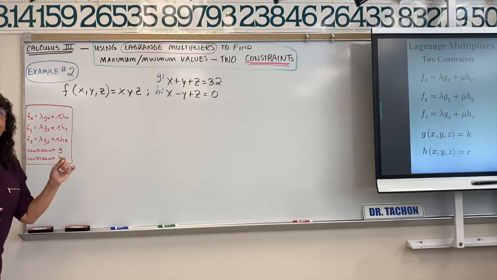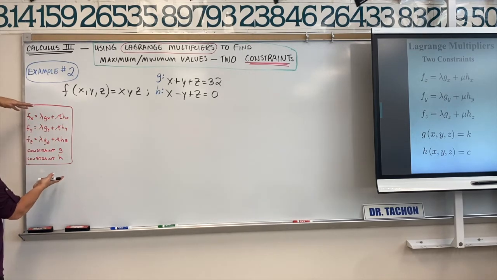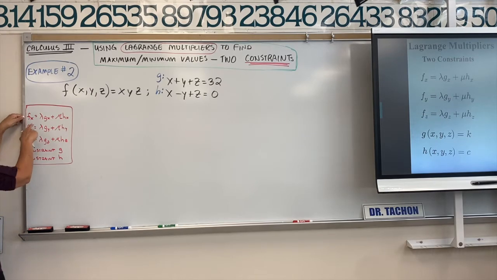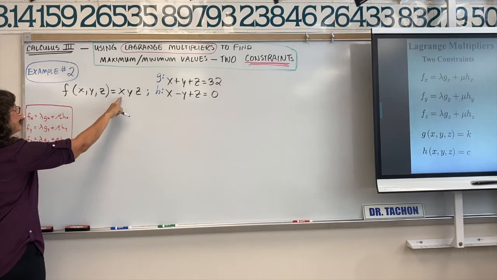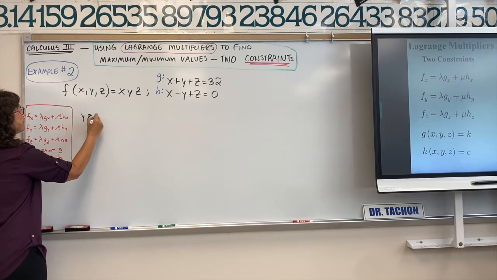So let's go ahead and set up our system of equations. We're introducing lambda and mu to help us generate our critical points. It's a five-part system of equations to solve, but it usually makes things easier to see. We want to take the partial with respect to x, holding y and z constant, which gives us y times z.